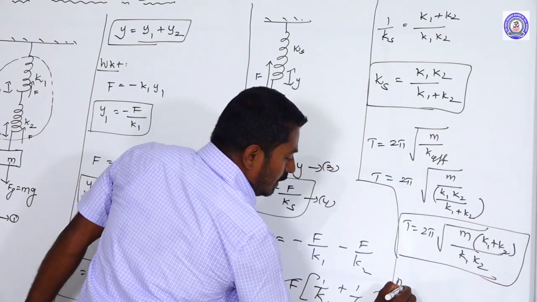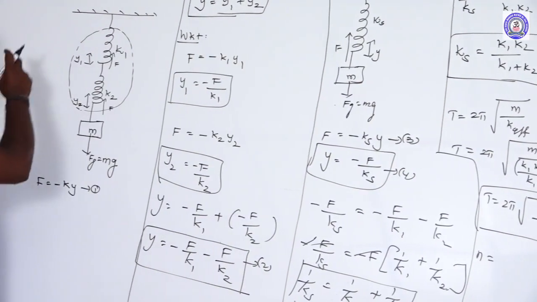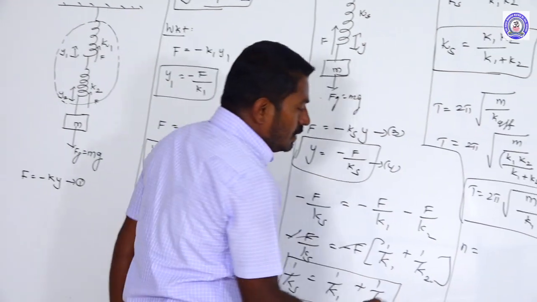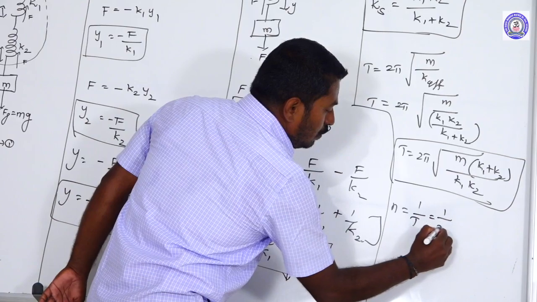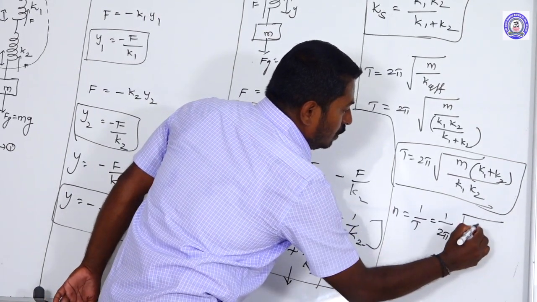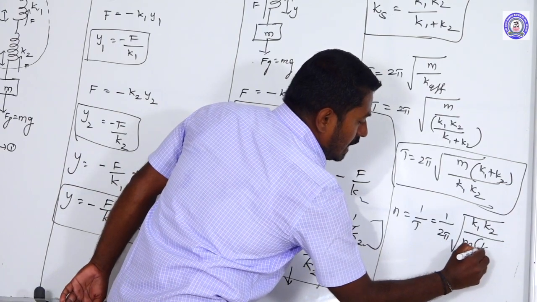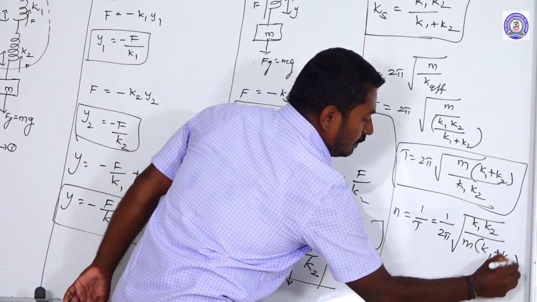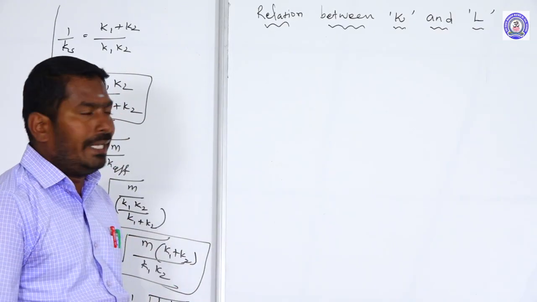So the frequency of linear simple harmonic motion along the vertical direction, if the two springs are connected in series, n, which is equal to the reciprocal of the time period, is equal to 1 divided by 2 pi square root of K1 K2 divided by m (K1 plus K2).